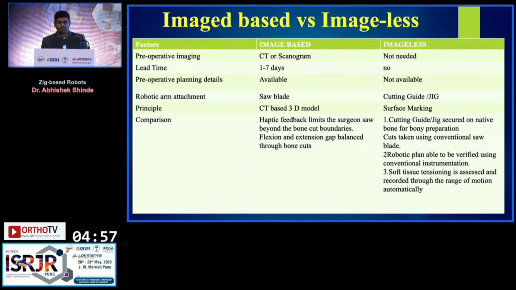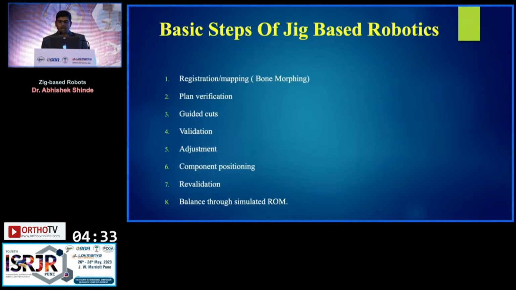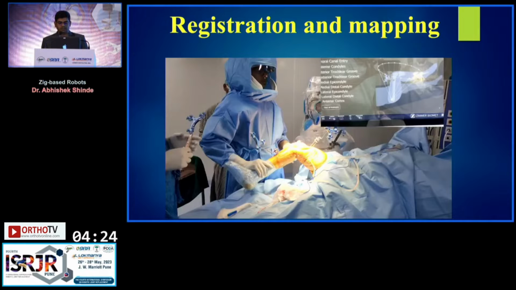Lead time is not required, and pre-operative planning details are not available. The robotic arm attachment is cutting or jig-based. Cutting or jig-based is secured on the native bone for bony preparation, and cuts are taken using the conventional saw blade. The robotic plan can be verified using conventional instrumentation, and soft tissue tensioning is assisted and recorded throughout the range of motion automatically. These are the basic steps of jig-based robotics: registration, bone morphing, plan verification, guided cuts.